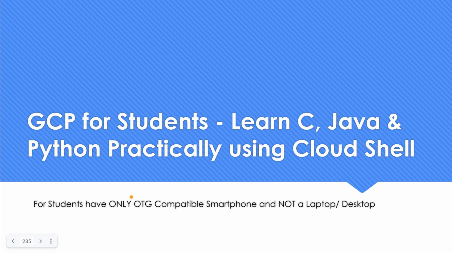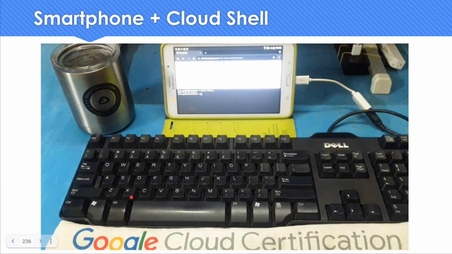So I have a small setup of which I have taken a screenshot. I have a tab which is OTG compatible. I use a tab only for a better view here. Where you see the OTG cable, I connect it to my existing keyboard. Why am I using this OTG cable with the keyboard? It's going to be easier for you to type. If you have a phone, the form factor is going to be very small, and it would be a little difficult. So if you can afford to buy an OTG cable with a keyboard, it's going to be really easy for you.